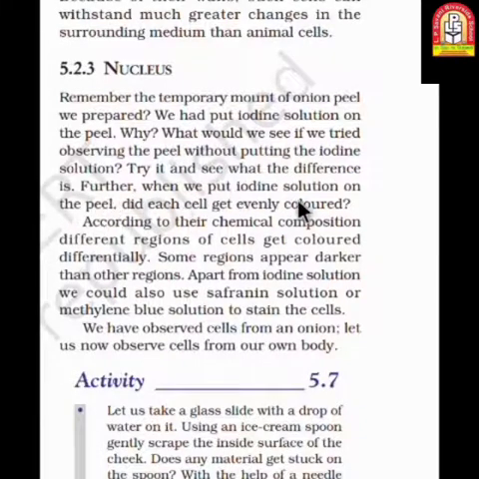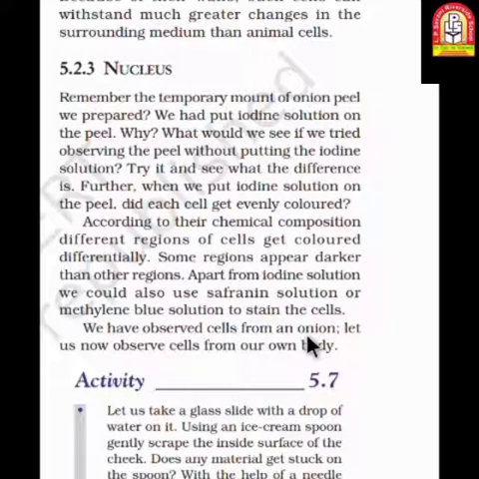Further, when we put iodine solution on the peel, did each cell get evenly colored? According to the chemical composition, different regions of cells get colored differently. Some regions appear darker than other regions. Apart from iodine solution, we could also use safranin solution or methylene blue solution to stain the cell. We have observed cells from an onion. Let's now observe cells from our own body.